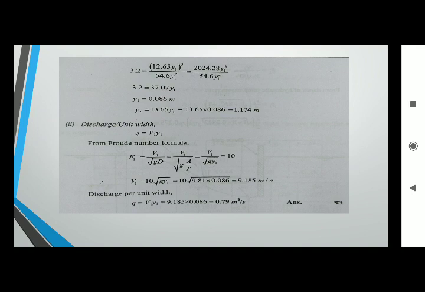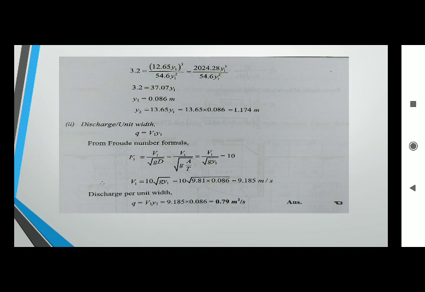After calculating these sequent depths, discharge is asked. I know the discharge formula. Discharge per unit width is equal to v1 times y1. I know y1, but I don't know v1. But I know Froude number at 1. Froude number at 1 is equal to v1 divided by root of g into y1. Here, if I substitute y1 value and Fn1 value, then I will get v1. If I get v1, by multiplying v1 with y1, I calculate discharge per unit width.